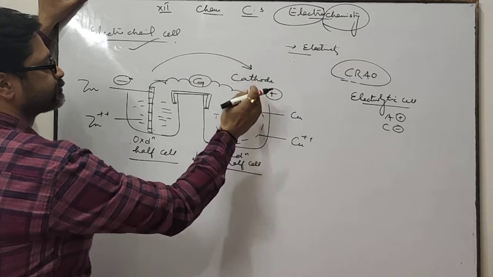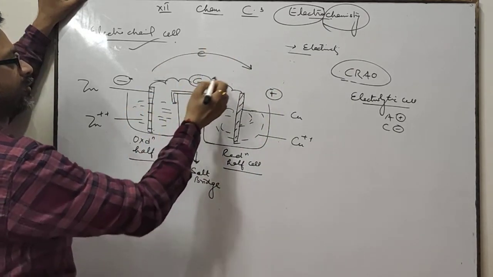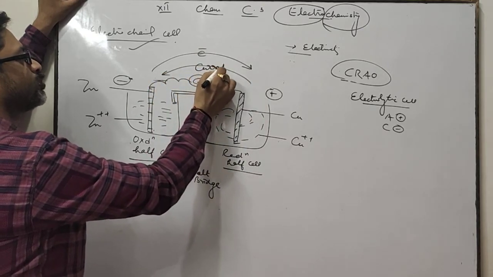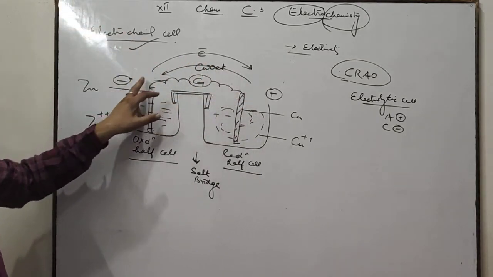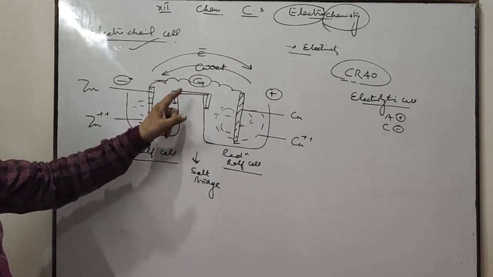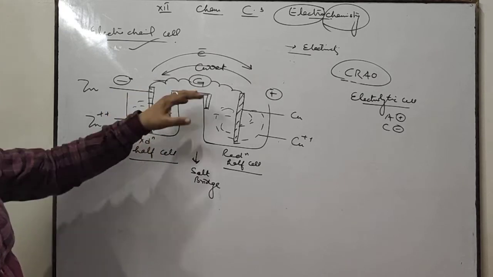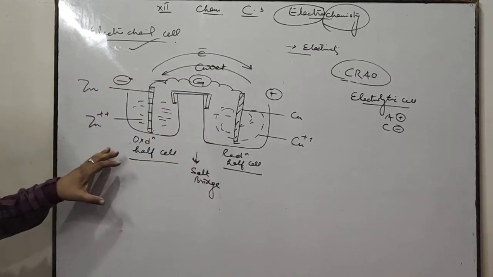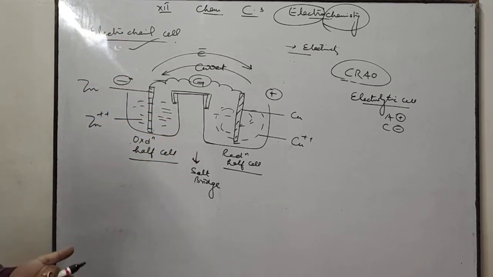But this is the flow of electrons. But the direction of flow of current is opposite to that of electrons. Means current flows from positive terminal to negative terminal. This is the salt bridge which contains inert electrolyte, gelatin, etc., which completes the circuit. This is the construction of a general voltaic cell or galvanic cell.